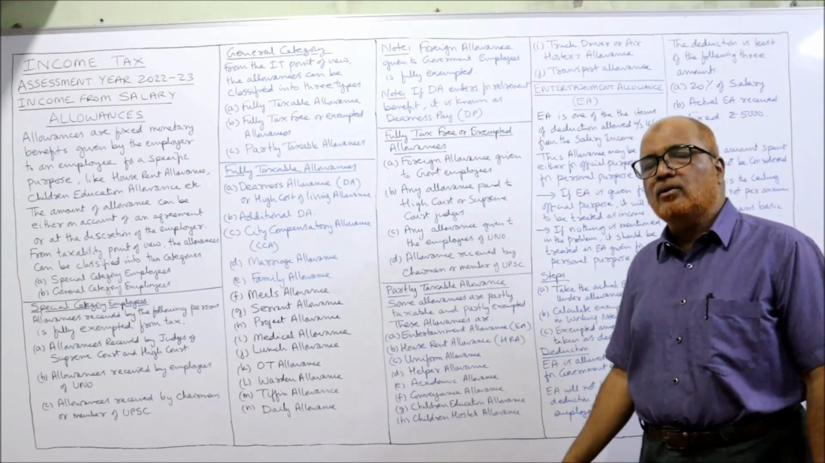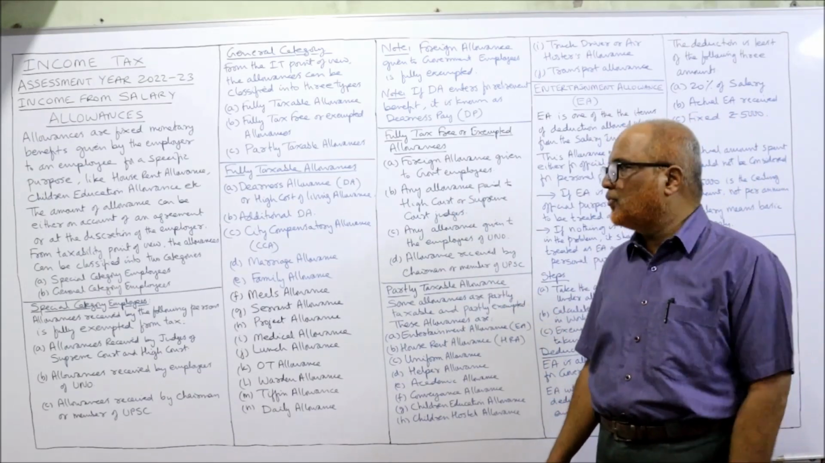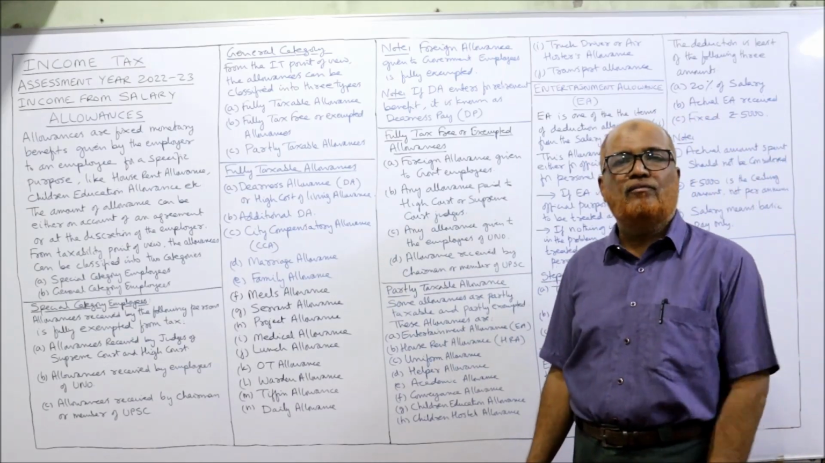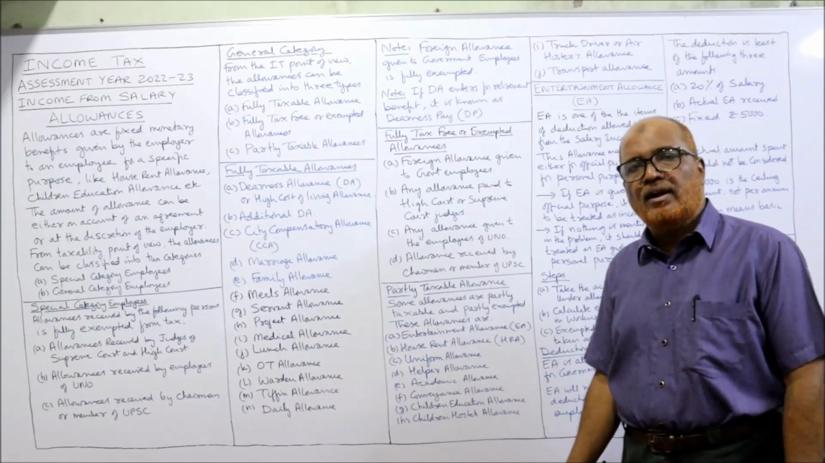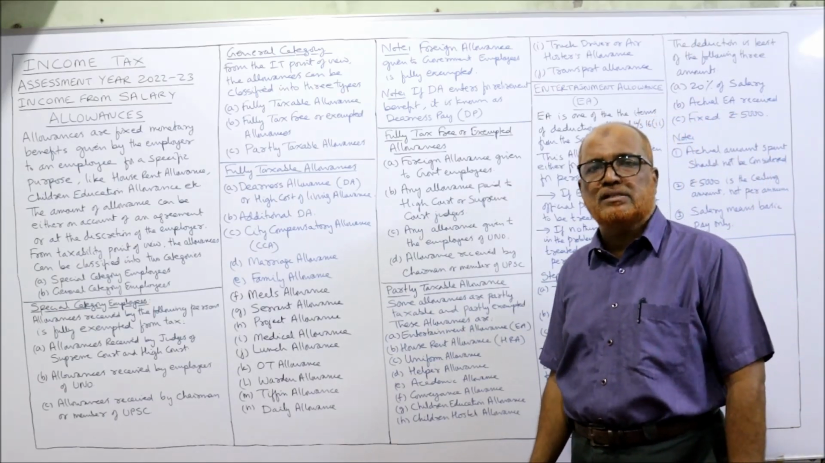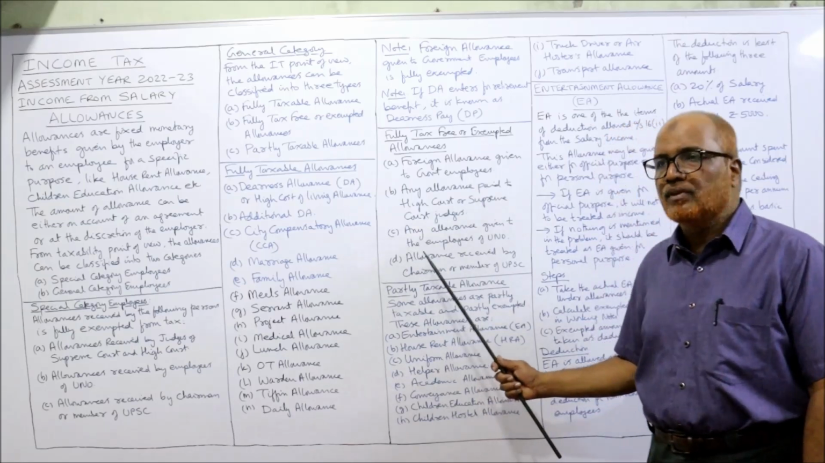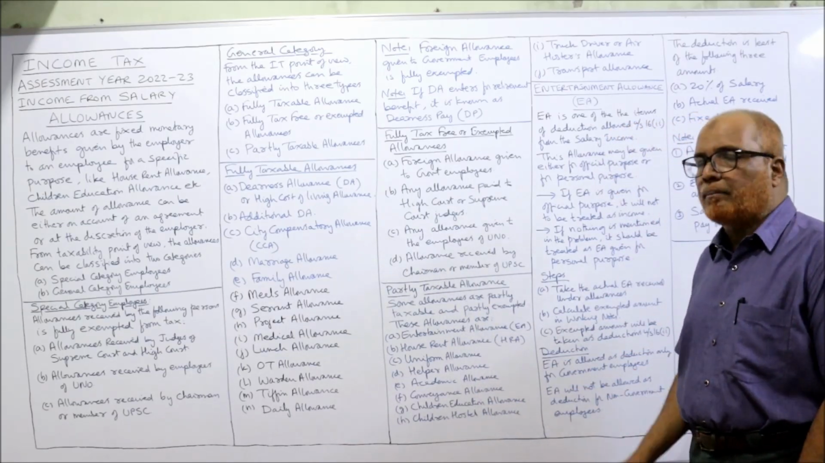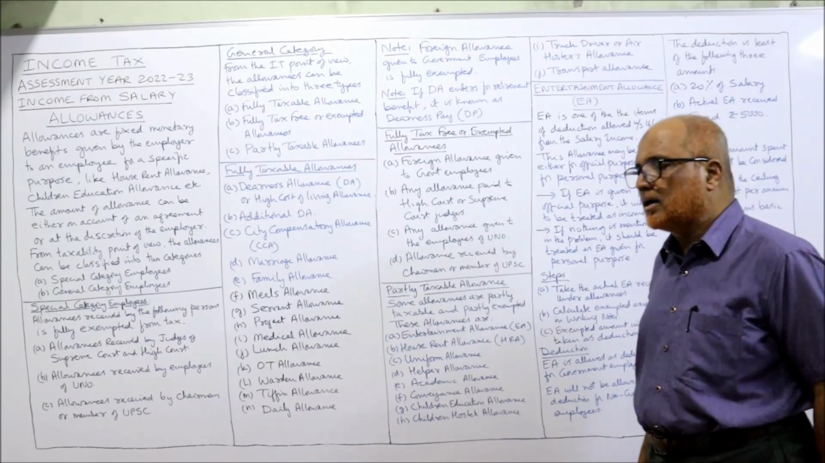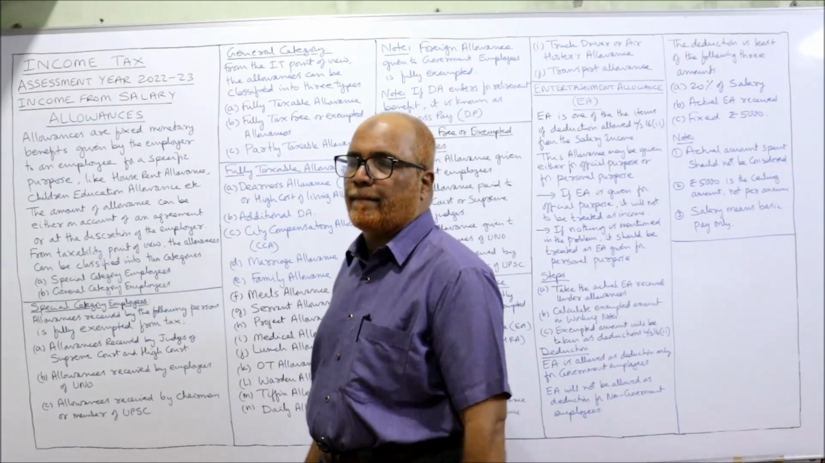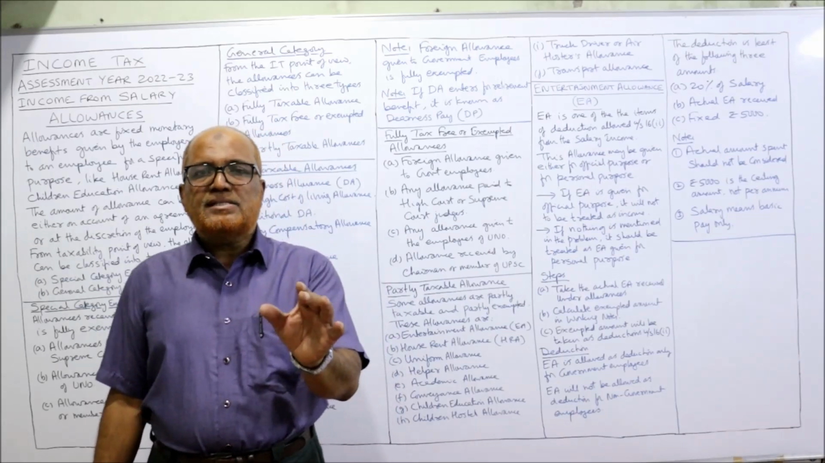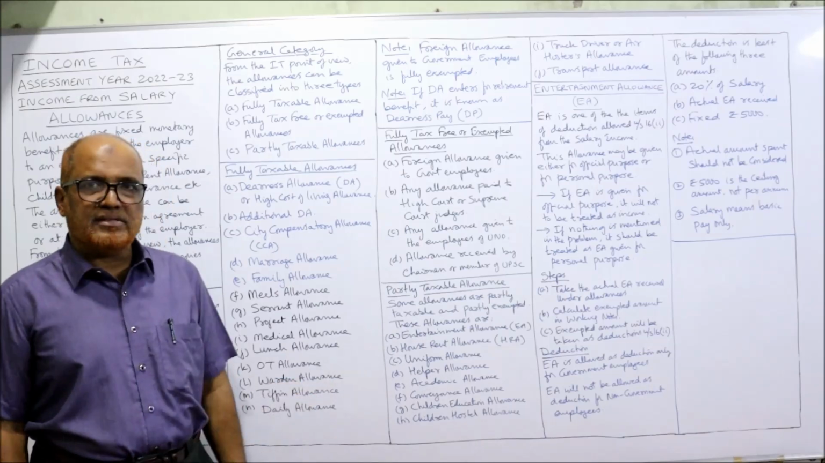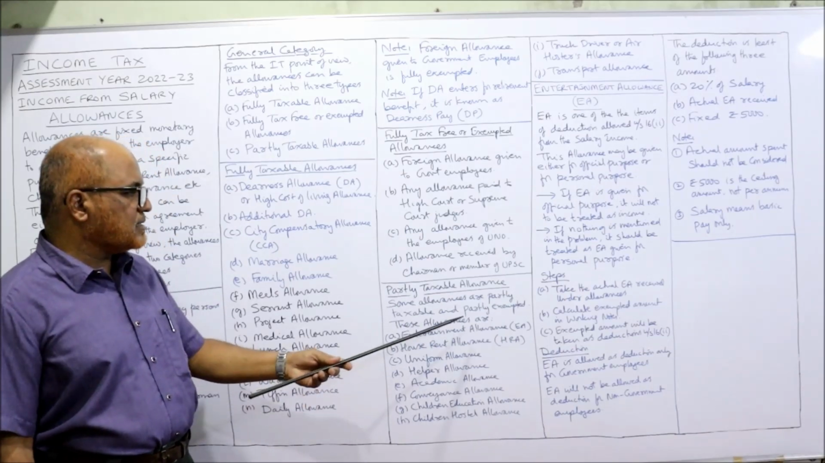Any allowance paid to High Court or Supreme Court judges is fully exempted. Any allowance given to the employees of UNO is fully exempted. Any allowance given to the chairman or member of UPSC, Union Public Service Commission, is fully exempted. Now the next thing is partly taxable and partly exempted. This is a difficult one, important, you have to remember. Some amount is taxable and some amount is exempted. That is called partly taxable allowances. So some allowances are partly taxable and partly exempted.